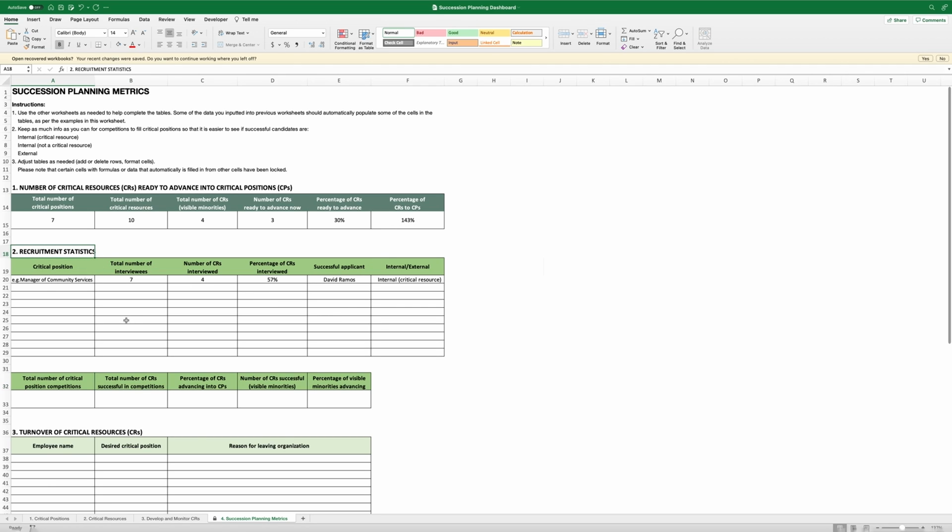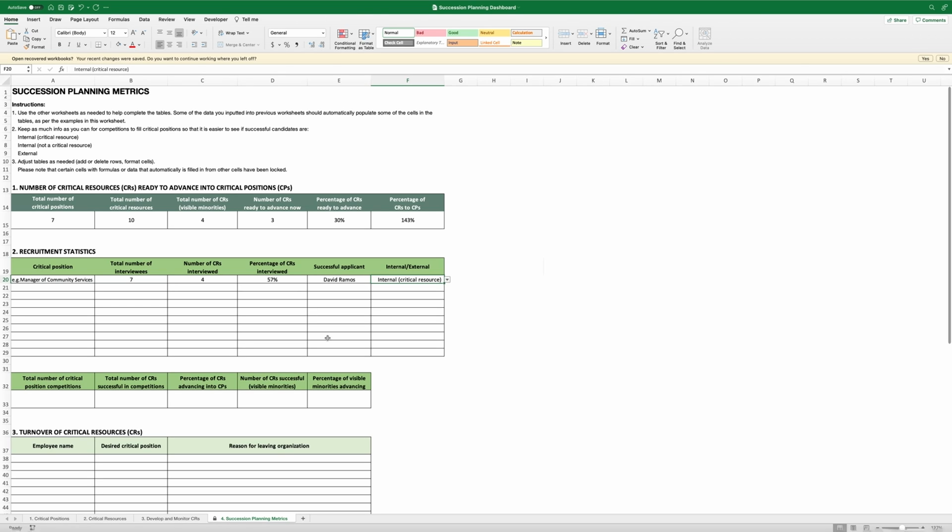For recruitment statistics, an example has been provided for you. For the Manager of Community Services competition, there were 7 interviewees, of which 4 were identified critical resources. You are then able to see the percentage of CRs that were part of the competitive process. The example shows that David Ramos was successful and is an internal critical resource.